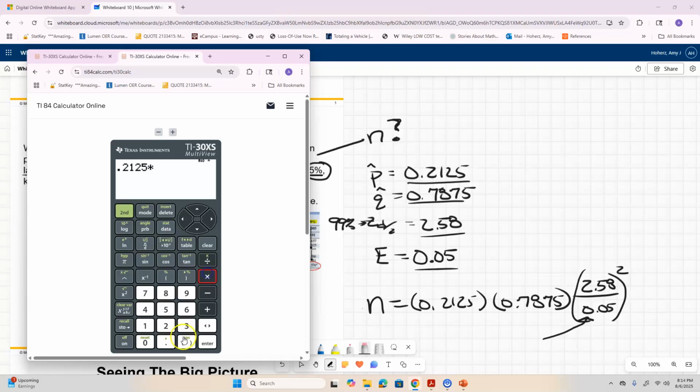0.2125 times 0.7875 times parentheses 2.58 divided by 0.05 parentheses, and then we can put our square on there. You can either use this up arrow that I just used, so I use the up arrow and then I put a 2, or you can just use the square button. They both should work. And so that comes out to be approximately 445.6.